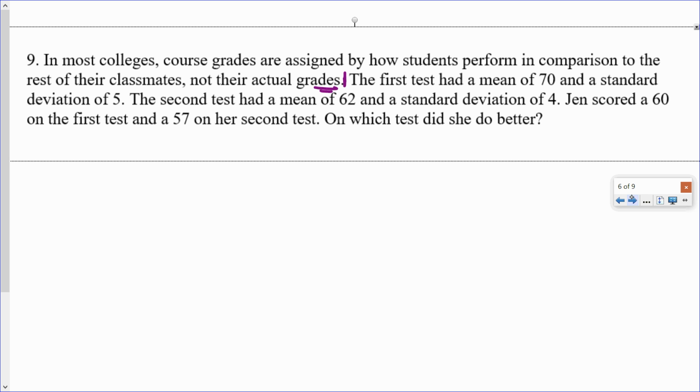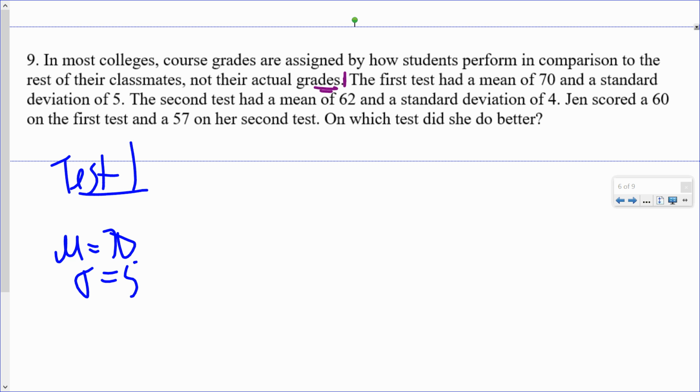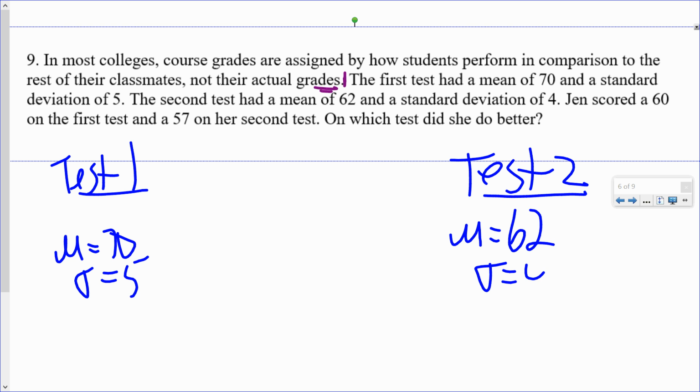The first test had a mean of 70 and a standard deviation of 5. So, test 1. A mean of 70, a standard deviation of 5. And then the second test, test 2, had a mean of 62 and a standard deviation of 4. Jen scored a 60 on the first test and a 57 on the second test. On which test did she do better?